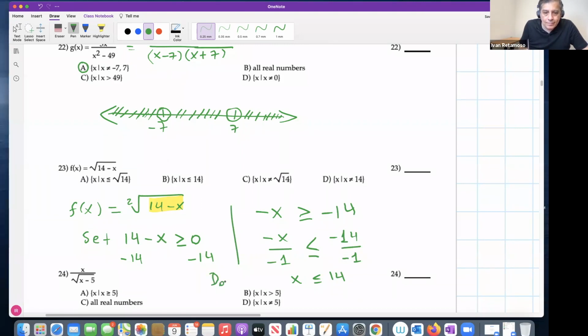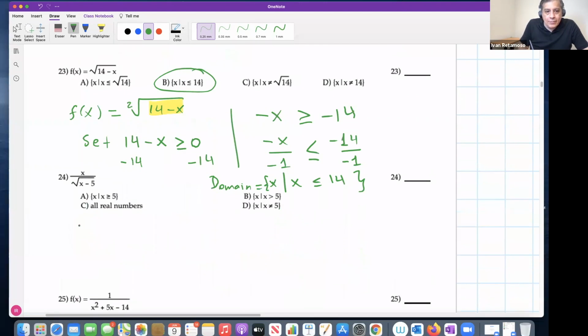The domain will be the set of all x such that this is true. So we're talking about this, for 23, in set builder notation.